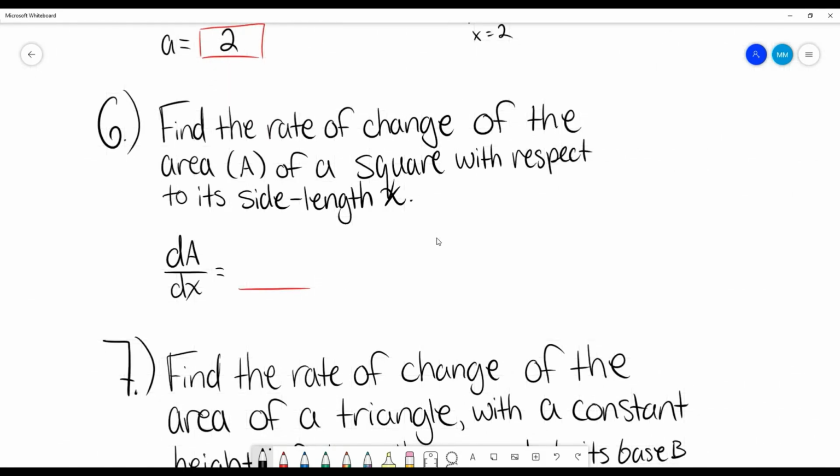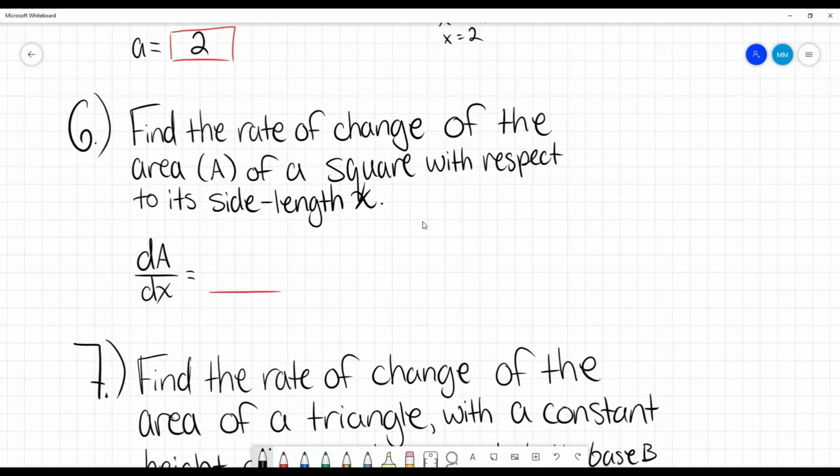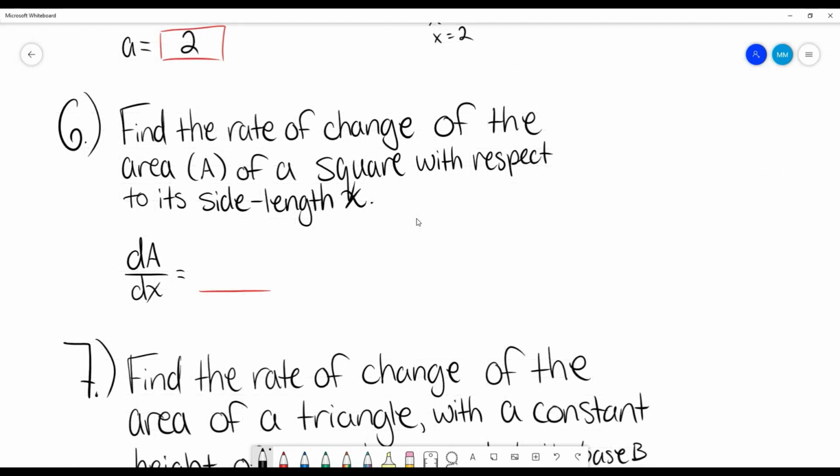All right. These next two are going to be tricky ones. They're more of a conceptual problem. So it says find the rate of change of the area of a square with respect to its side length x. Okay, so this is the derivative of A with respect to x. Well, if we know that the area of a square, so A equals x squared, right? Just by the definition of the area of a square, all their side lengths are the same. So the area is just x squared.